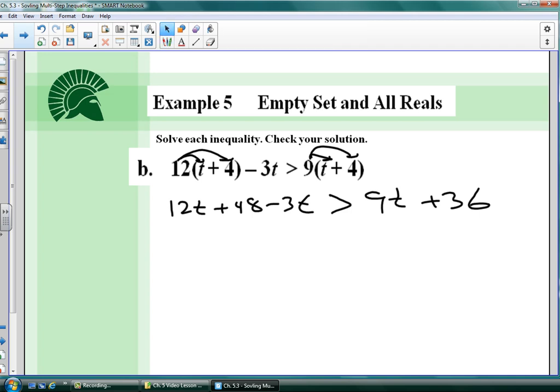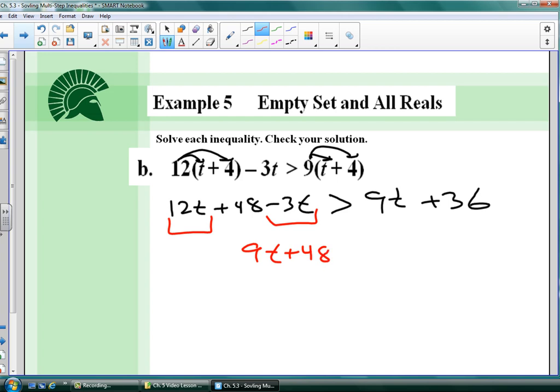I'm going to combine my like terms, and as I can see, I have a minus 3t and a positive 12t, which gives me a 9t plus 48, because nothing was done to the 48, which is greater than 9t plus 36. Now you can kind of already see that if I have the same thing on both sides, I can technically cancel the same thing on both sides, and I'm going to end up with 48 is greater than 36, if you can kind of look ahead and see where we're going. If you can't see that, that's okay. What we're going to do is actually finish the problem.